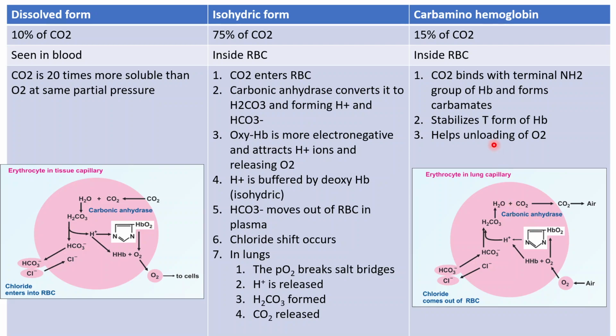The last one is the formation of carbaminohemoglobin, which is responsible for about 15% of transport of carbon dioxide. Now this also occurs inside the RBC. The carbon dioxide comes inside the RBC and binds with the terminal amino groups present in the hemoglobin and forms carbamates. Now these carbamates stabilize the T form, or the deoxy form, of hemoglobin, and this helps further unloading of oxygen to the tissues.